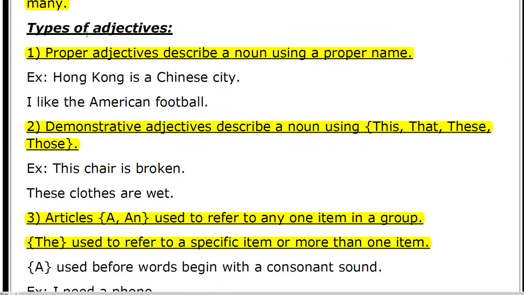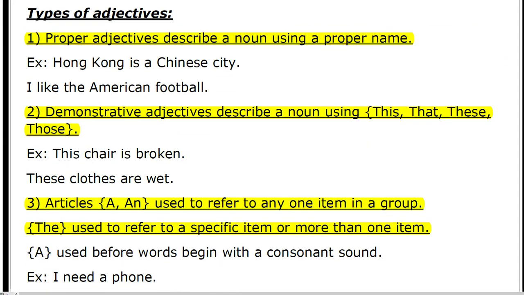Let's see the types of adjectives. Number one, we have a proper adjective, which describes a noun using a proper name. For example, Hong Kong is a Chinese city. So here, where is the proper adjective? You will find it all the time starting with a capital letter. So of course, Chinese is the proper adjective because it describes the noun city.